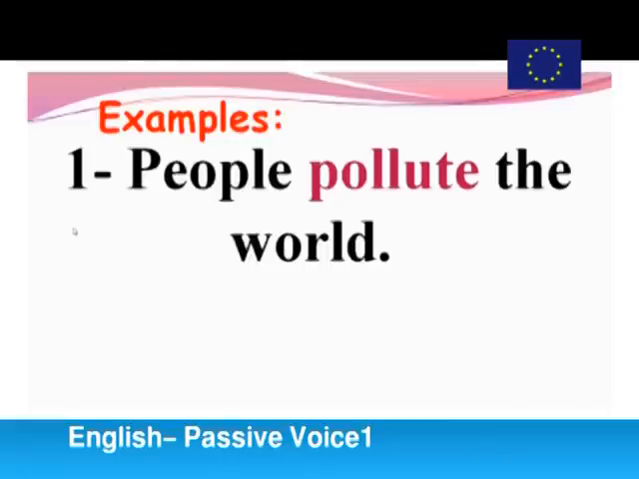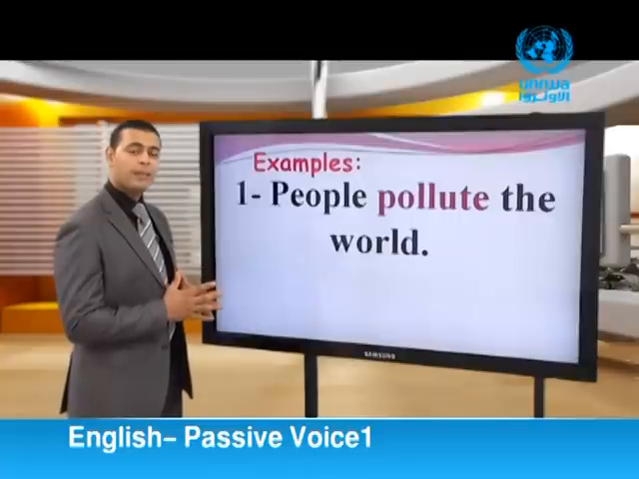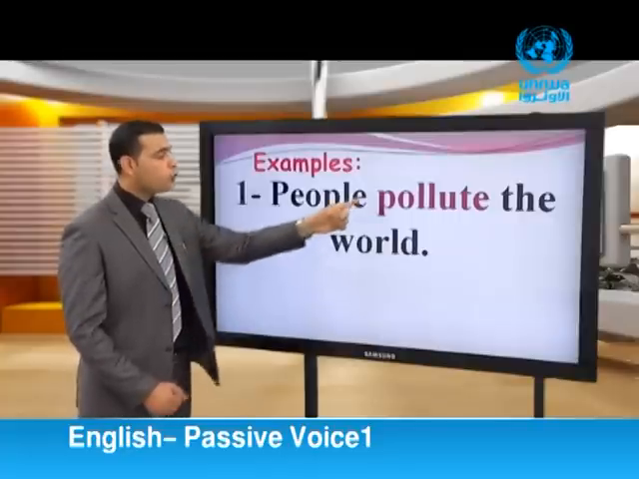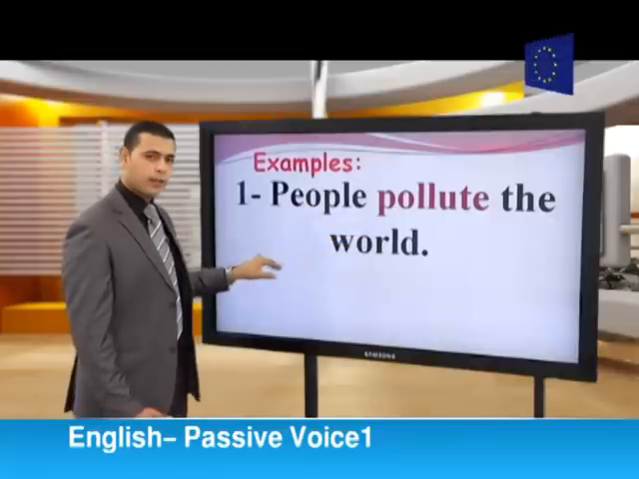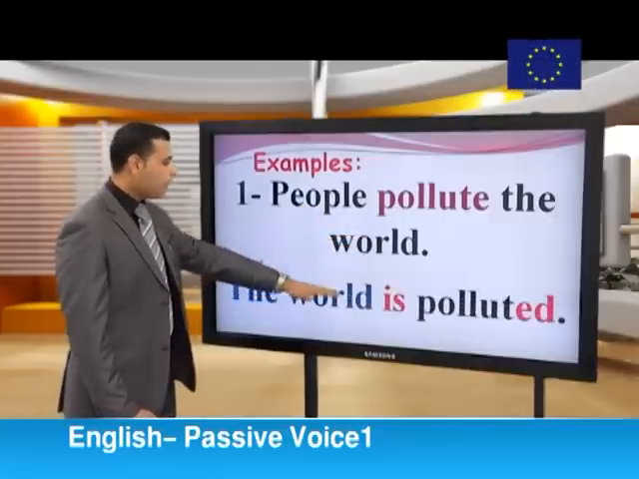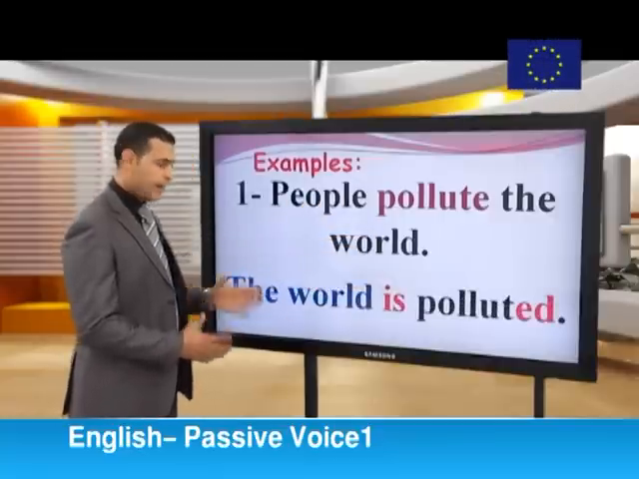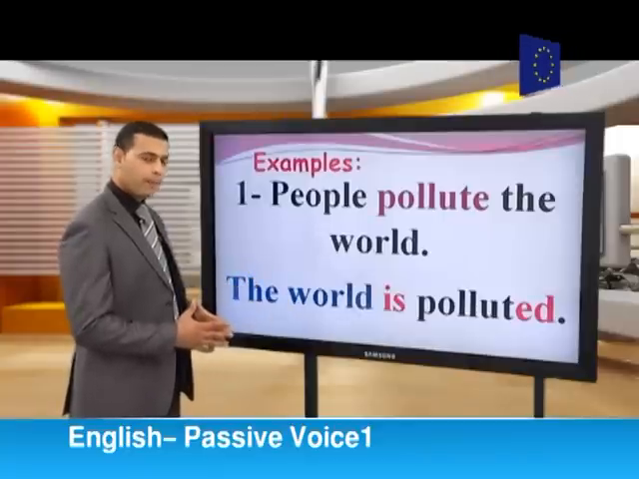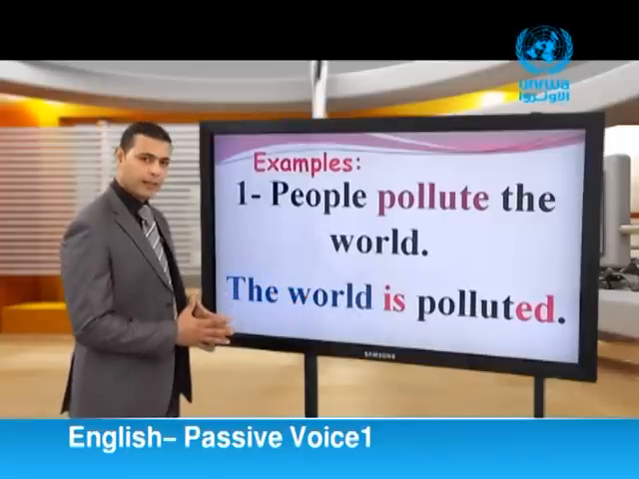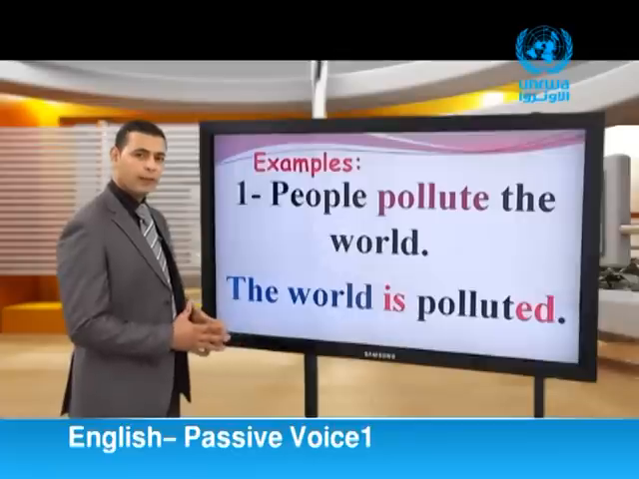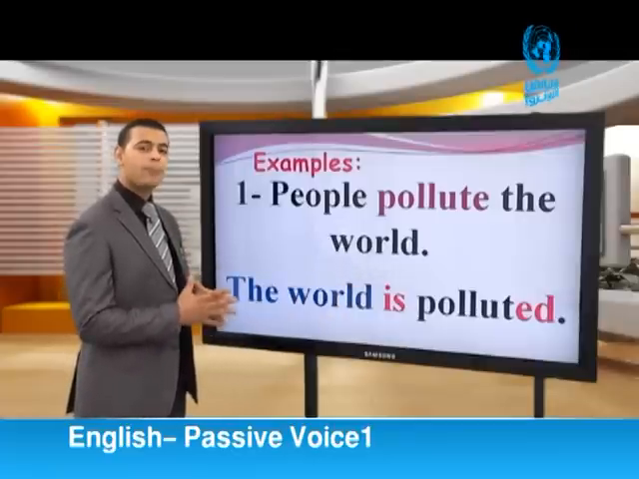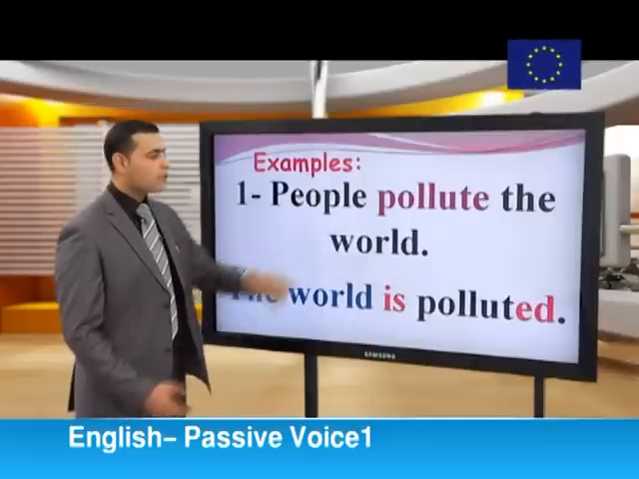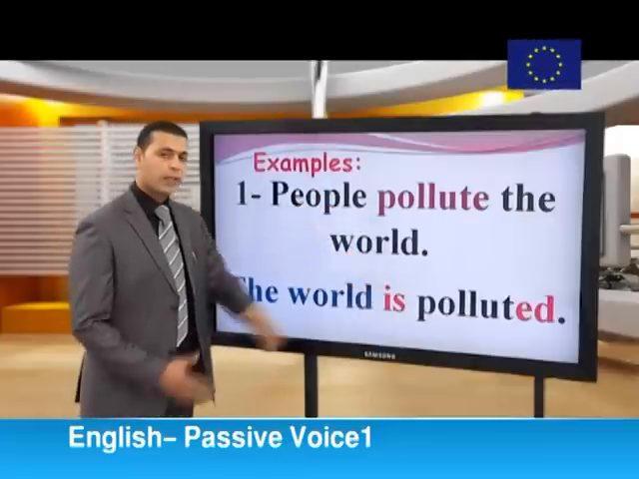The verb is pollute. The object is the world. We must start the passive sentence with the object of the first sentence. So here, where is the object? The world. So here, the world is polluted. The world is a singular subject, so we used is. What comes after is the past participle of the main verb, which is pollute. So pollute has become polluted.